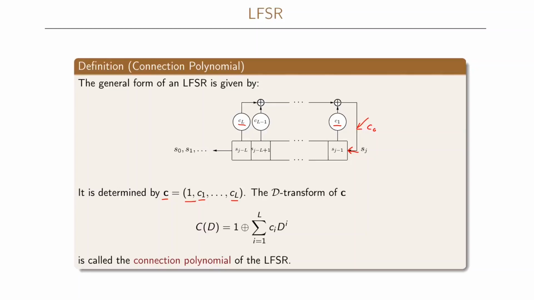The D transform of this C is given by C of D, which equals 1 plus the sum where i goes from 1 to L of Ci times D to the i. This polynomial C of D is called the connection polynomial of our LFSR. Since the 1 comes from the fact that C0 equals 1, we can write this as a sum where i goes from 0 to L instead of 1 to L, of Ci times D to the i.